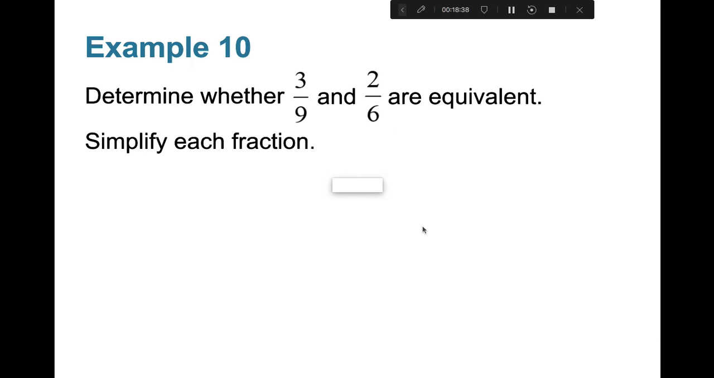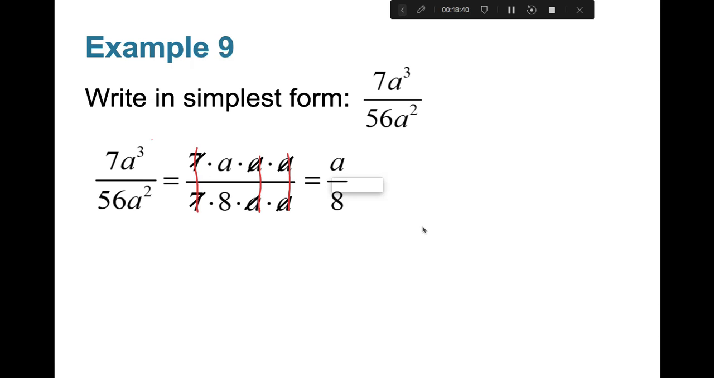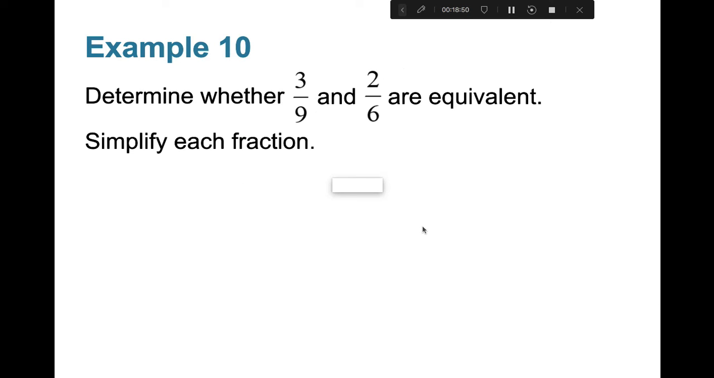Okay? Oh, was that our only example? Yeah, that's our only example with a letter. So we might look at a couple of more of those in a second.